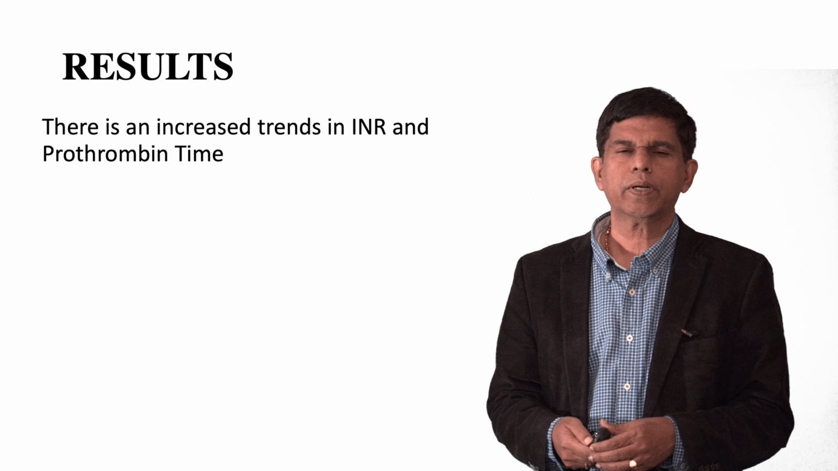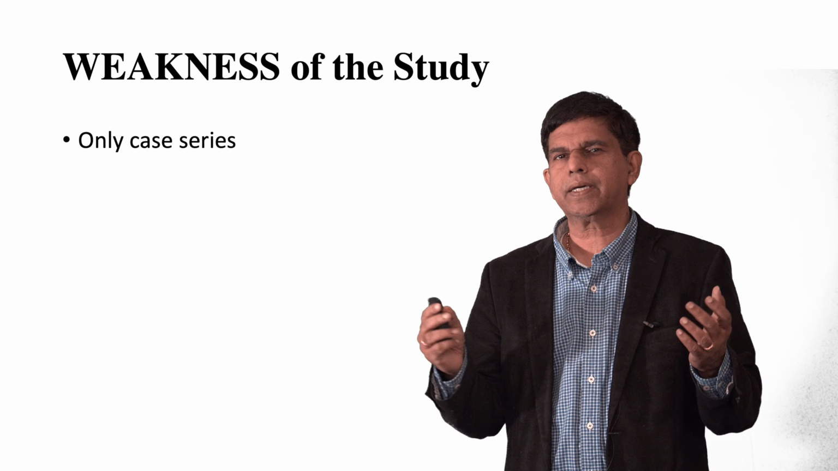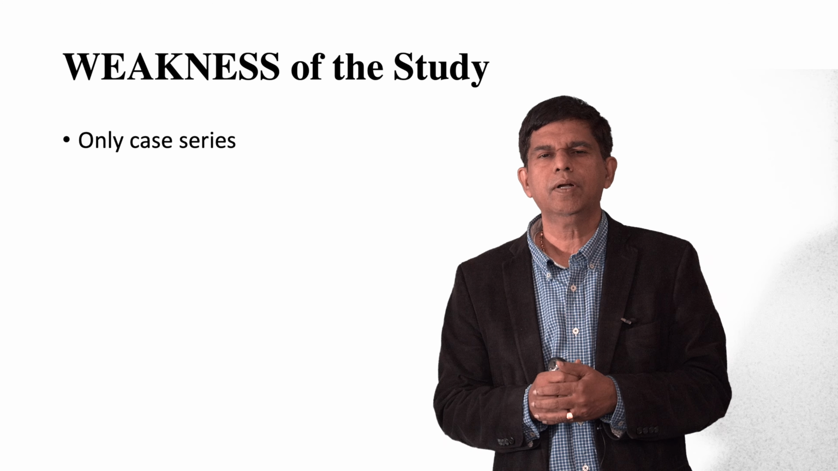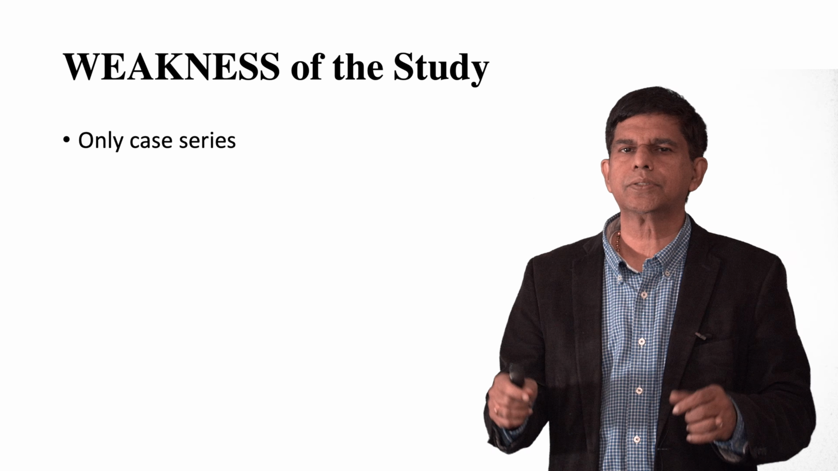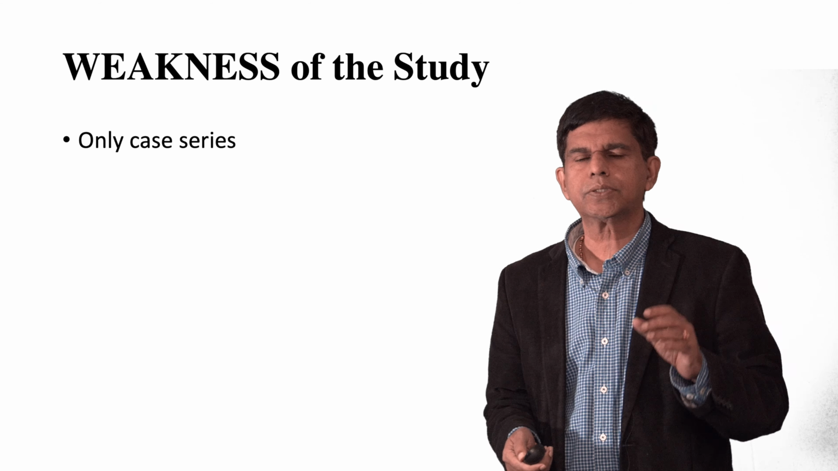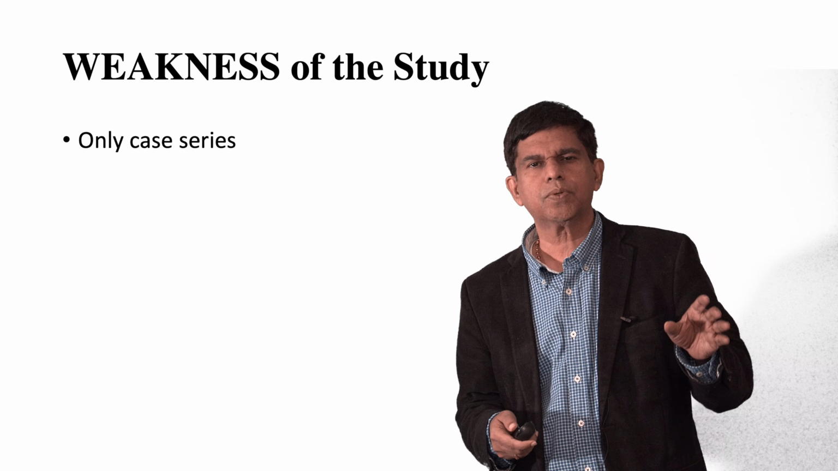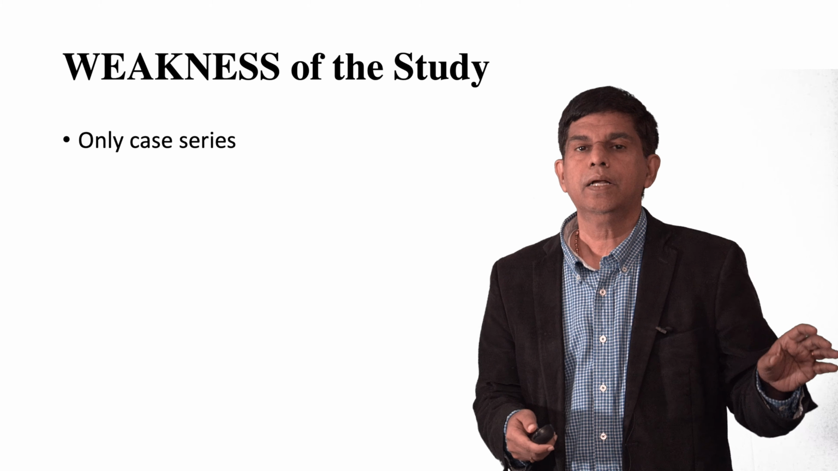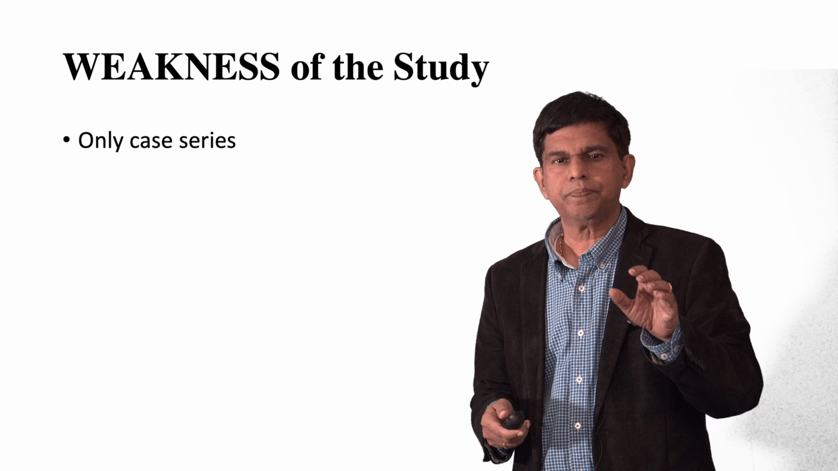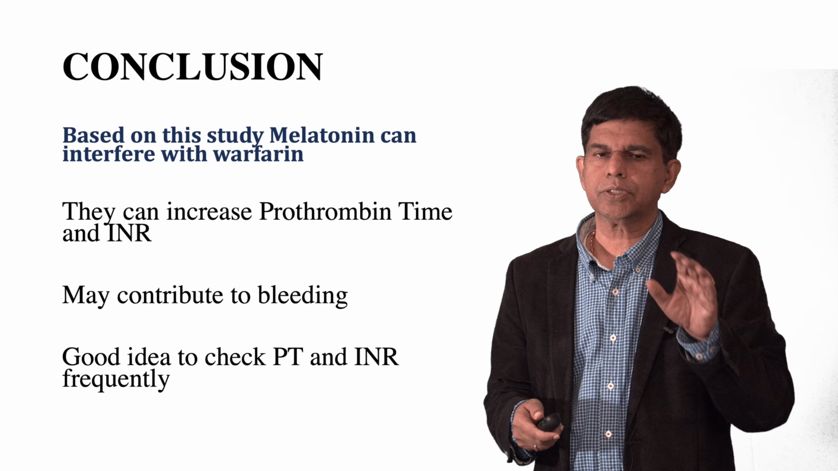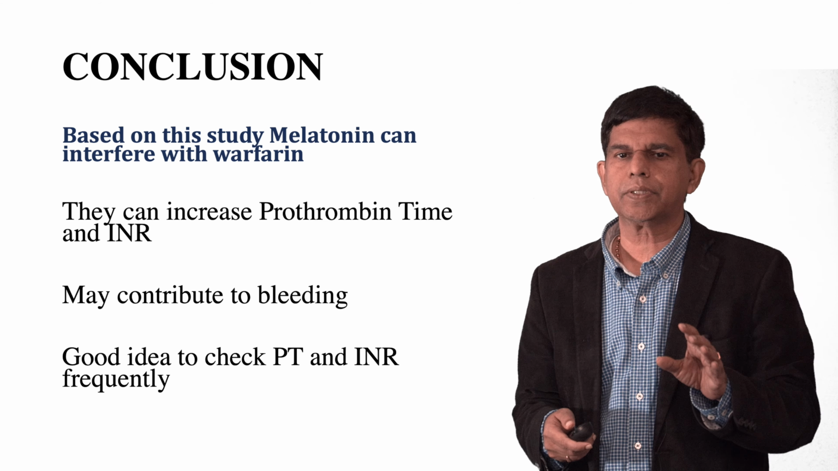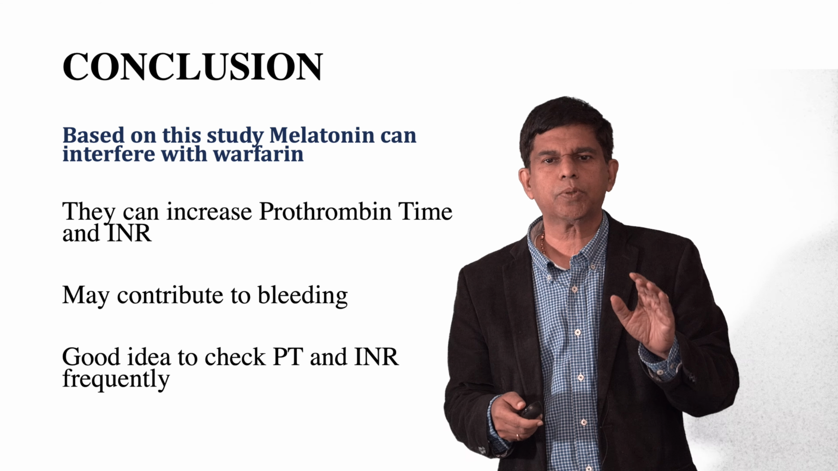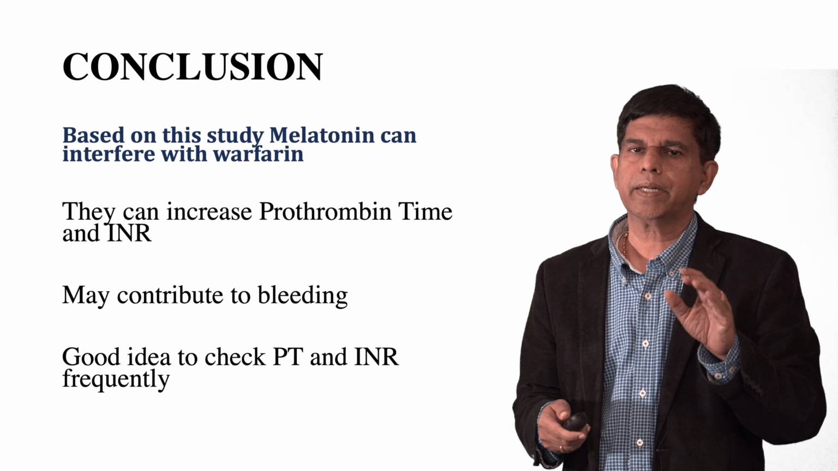So what are the weaknesses of the study? Again, it's only a case series with a very small number of patients, not a very strong scientific study. But we already looked at the pathophysiology and how it works. We already know melatonin can make the patient bleed. So based on the study, melatonin can definitely interfere with warfarin, and it can increase the prothrombin time and INR and may contribute to bleeding.